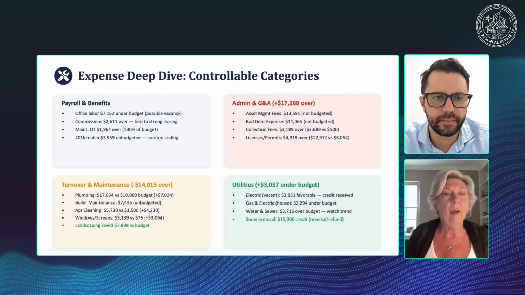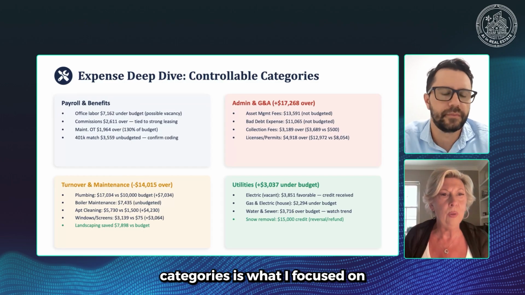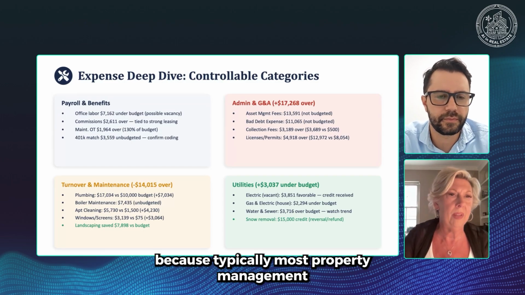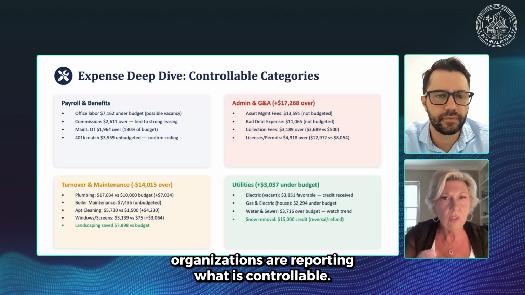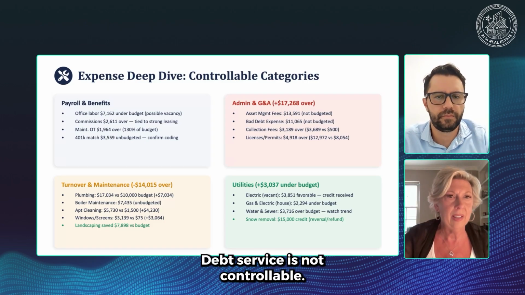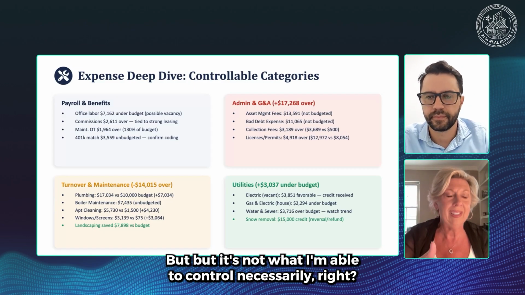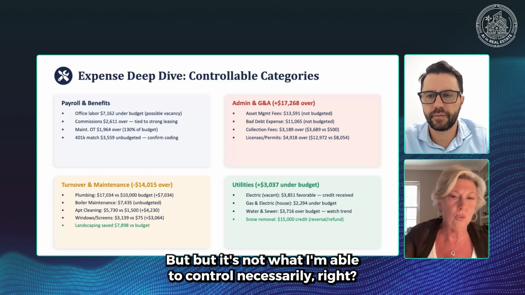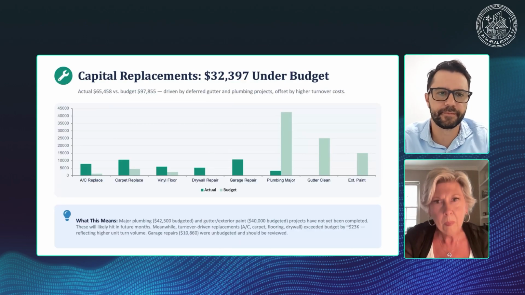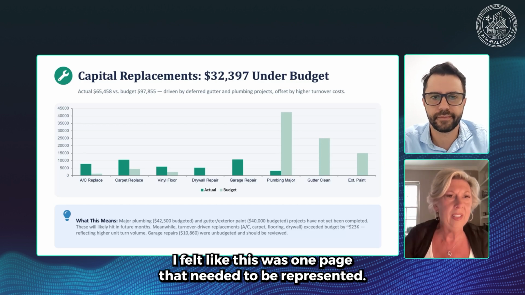The deep dive, again, controllable categories is what I focused on because typically most property management organizations are reporting what is controllable. Debt service is not controllable, taxes is not controllable. It needs to be known, but it's not what I'm able to control necessarily, right? Capital replacements, I felt like this was one page that needed to be represented.